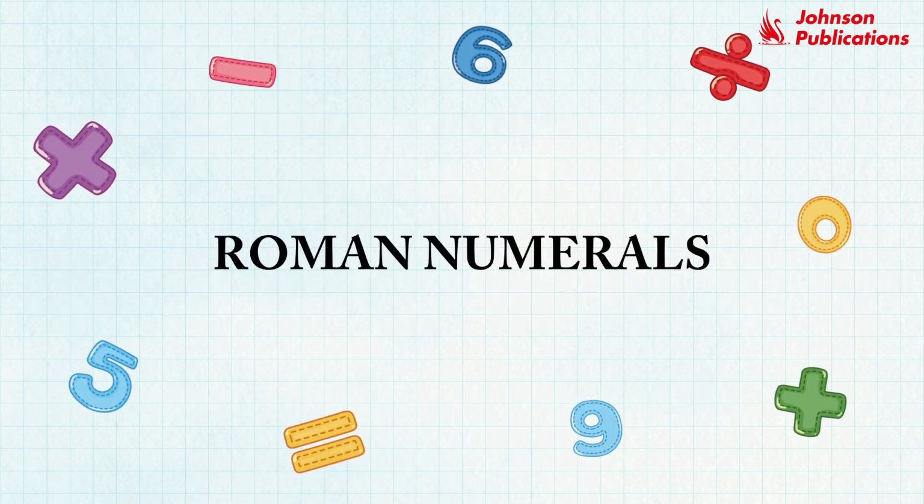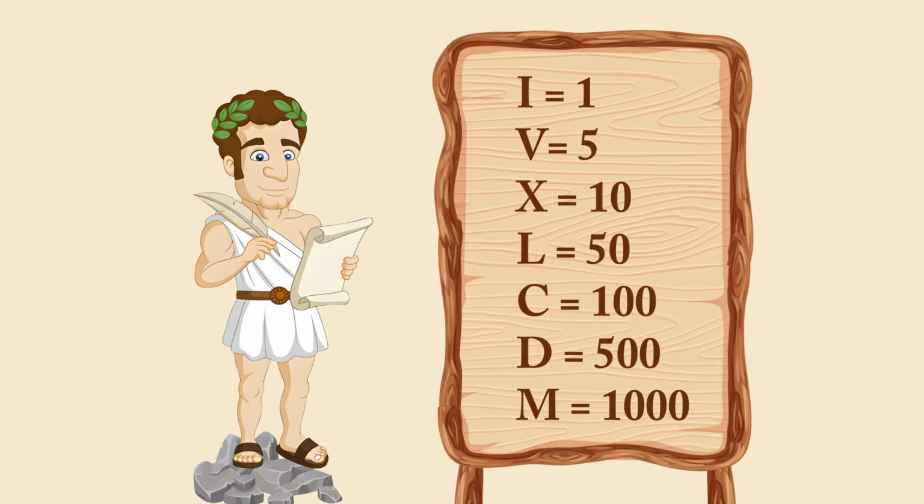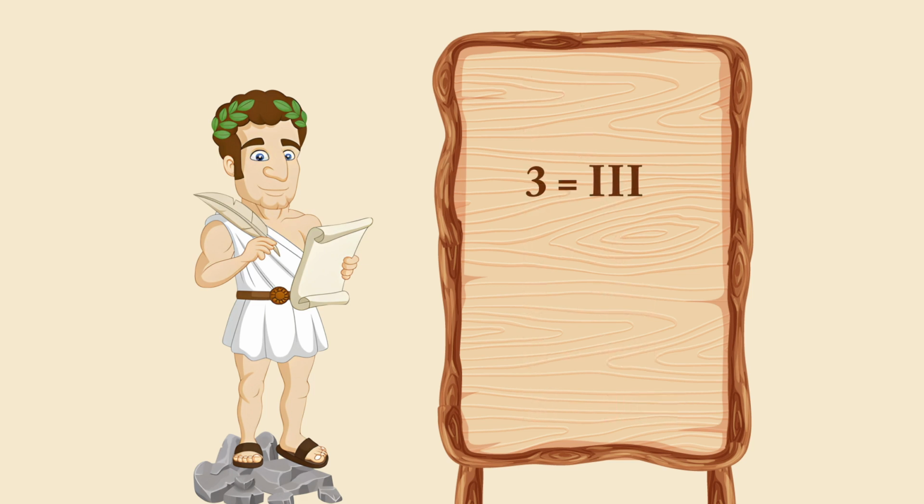Roman numerals. Roman numerals have their roots in ancient Rome and are built upon 7 symbols I, V, X, L, C, D, and M, which respectively represent 1, 5, 10, 50, 100, 500, and 1000. In the Roman system, the number 3 is written like this, and the number 7 is written like this.